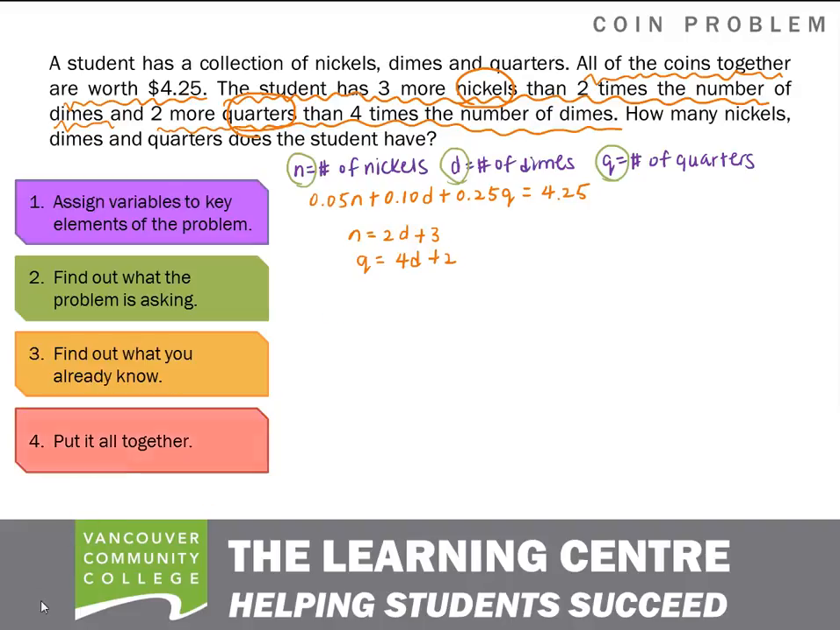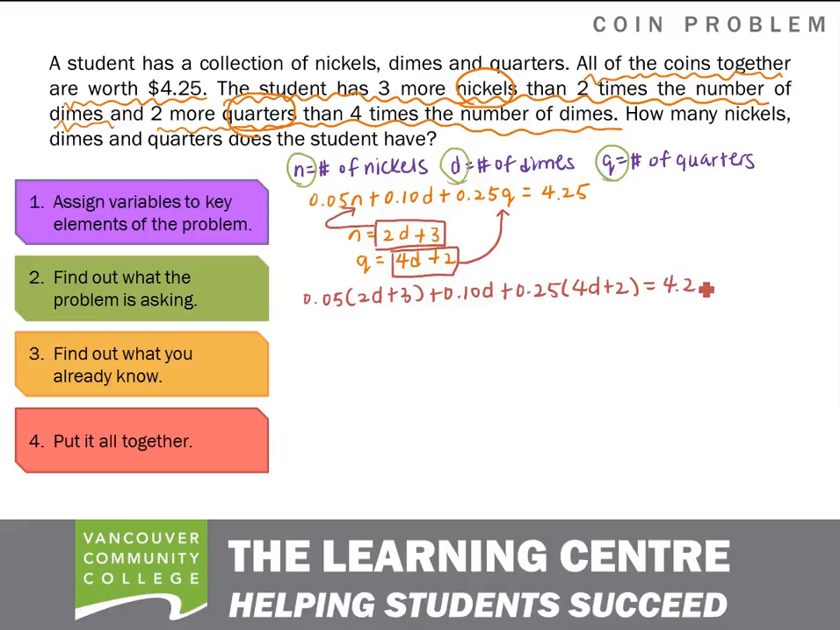Now, we have to put it all together. n is equal to 2d plus 3. q is equal to 4d plus 2. 2d plus 3 can take the place of n in the first equation, and 4d plus 2 can take the place of q in the first equation. If we write that equation out, then it looks like this. We now have one equation with one unknown, which is d, the number of dimes. We can solve this equation.